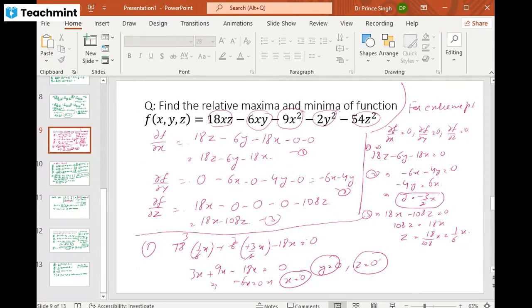So I hope you will get the concept of relative maxima and minima for the function of two or more variables. Okay. So in the next video, we'll try to consider some problems based on absolute maxima and minima. We will also revise the concept, whatever we have discussed so far.